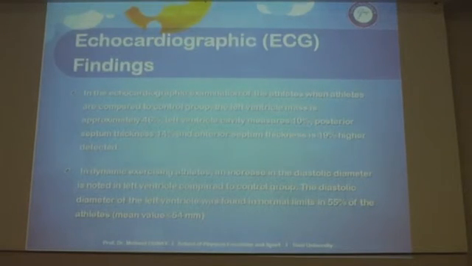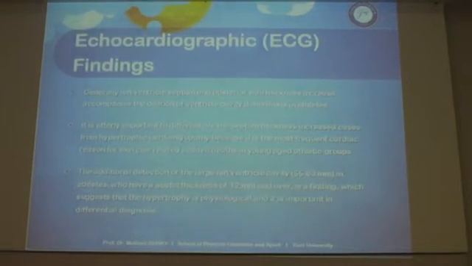In dynamic exercising athletes, an increase in the diastolic diameter is noted in the left ventricle compared to the control group. The diastolic diameter of the left ventricle was found in normal limit in 55% of the athletes. Mean value is less than 54 millimeter. And generally, left ventricle septum and posterior wall thickness increase accompanies the dilation of ventricle cavity dimension in athletes.